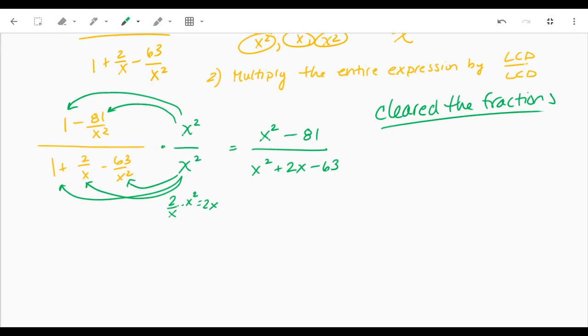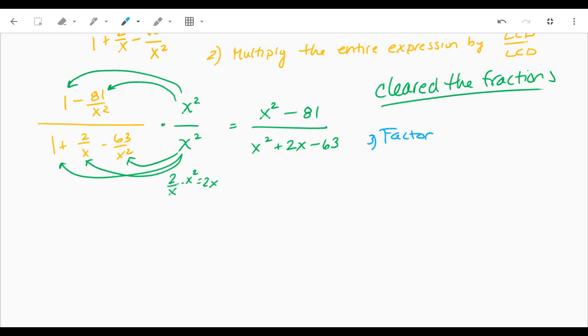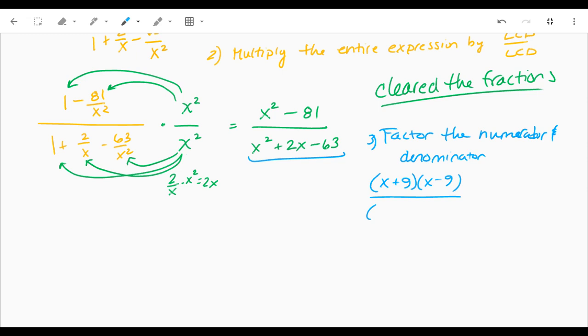From here, these types of problems you've seen before. Okay, so our next step would be to factor the numerator and denominator. Okay, so in this case, x squared minus 81, that's your difference of squares. So x plus 9, x minus 9. And then in the bottom, you can do whatever factoring method you want, but you should get x plus 9, x minus 7. Okay, and then our last step is to simplify.